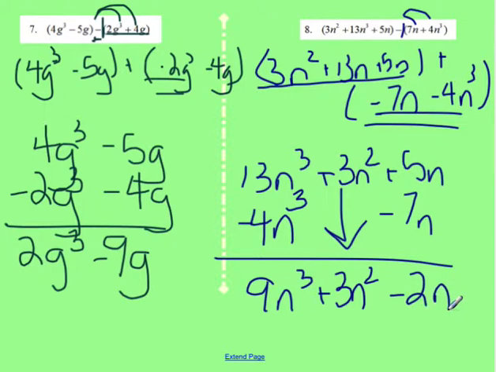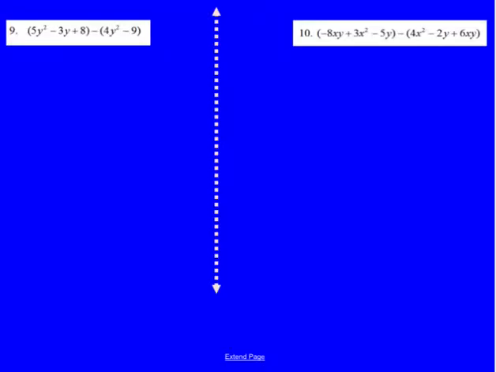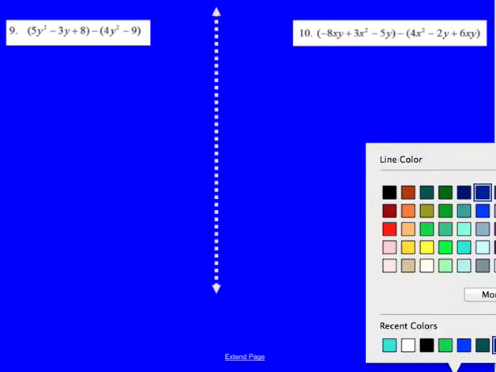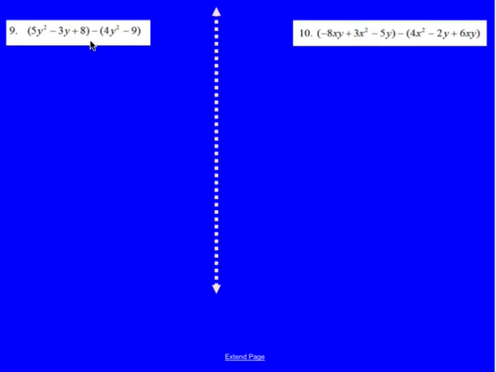Again, keeping those exponents the same every time we do it. Let's take a look at number 8. For number 8, we want to go through and change the signs of everything. So I'm going to look at this as being multiplied by a negative 1 and distributing that in.